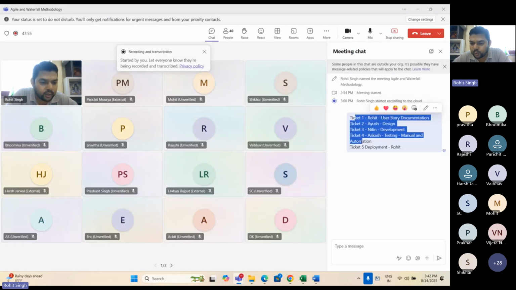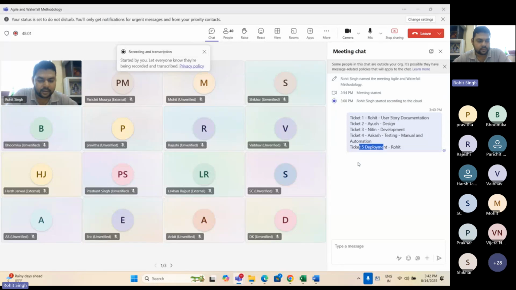क्योंकि sequence तो 1 2 3 4 5 ही है ना. Sequence तो वही है ना, planning, design, development, testing, deployment, and then of course support.